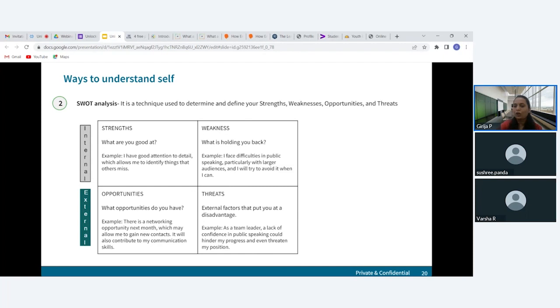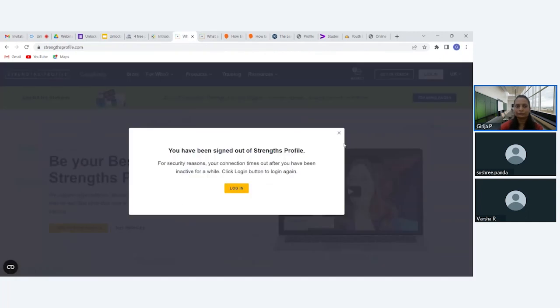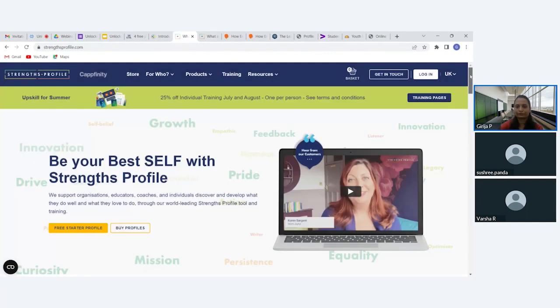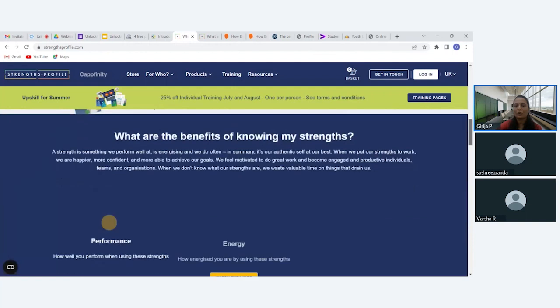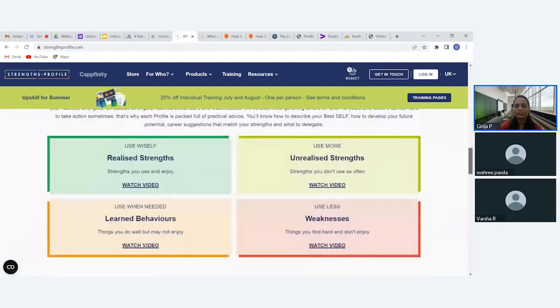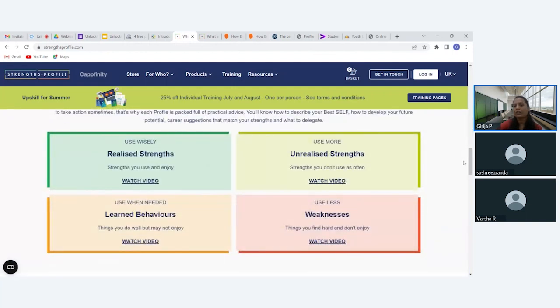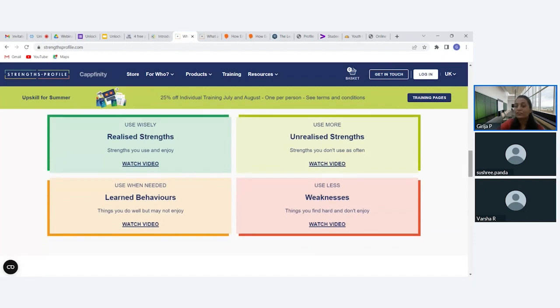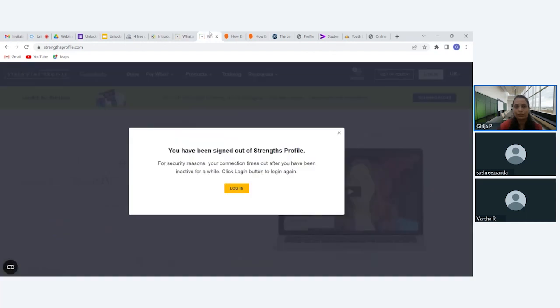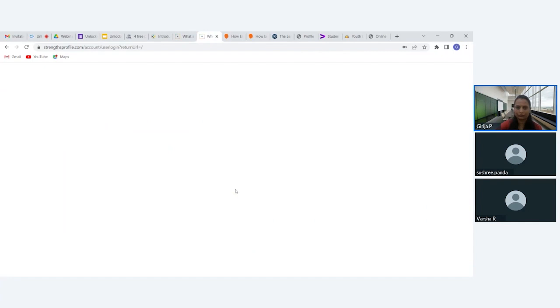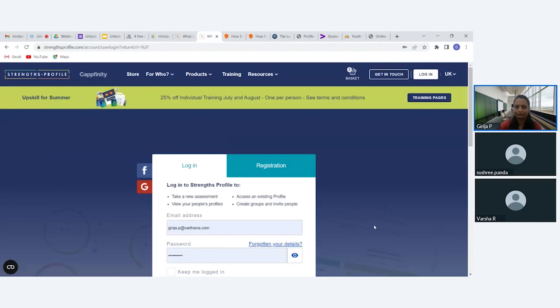You can also take online help as well. Here there is a test called the strength test. You can take that, and it can help you to understand what kind of strengths you have, what are your realistic strengths, what are your unrealistic strengths, what are your learned behaviors, what are your weaknesses, and to develop the plan based on that. So you can see I have also taken a test here.